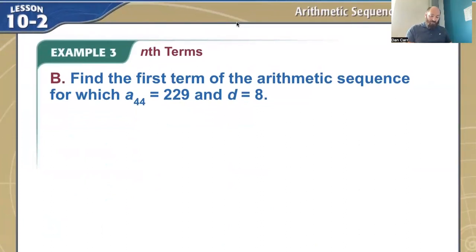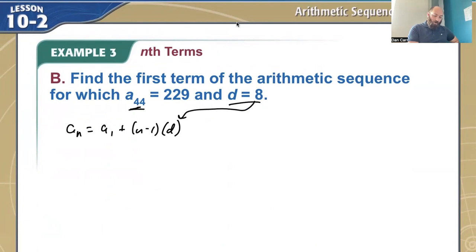So based on what's given, I know the common difference, I know the 44th term. So let's go back to that explicit rule, and let's start filling in what we know and what we don't know. Okay. So we know common difference is 8. That can go there. A sub 44 can go in this spot. It's a term that's in the sequence. We don't know this one, but we do know this one now. We know that n is going to be 44 in this specific case.